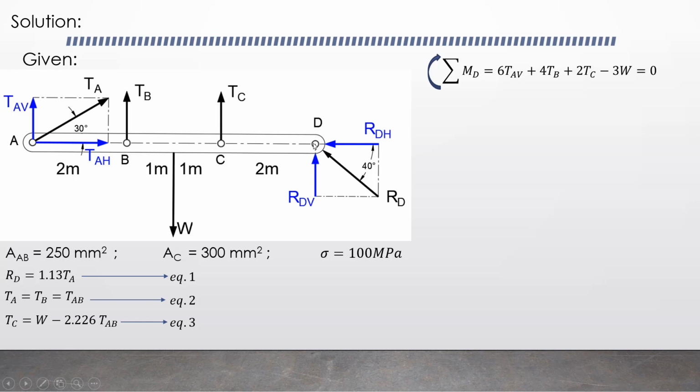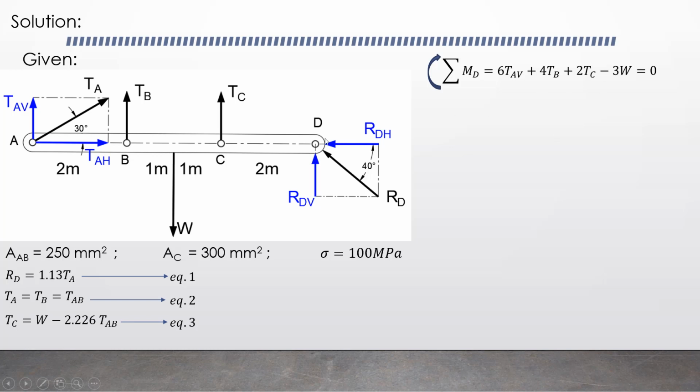As we see, tension C is 2 meters from our point B. So we're going to add it because it tends to rotate the body clockwise. Okay? And then the last one is the weight of the bar. The weight of the bar is 3 meters from point D, and it tends to rotate the bar counterclockwise. So we're going to subtract it.